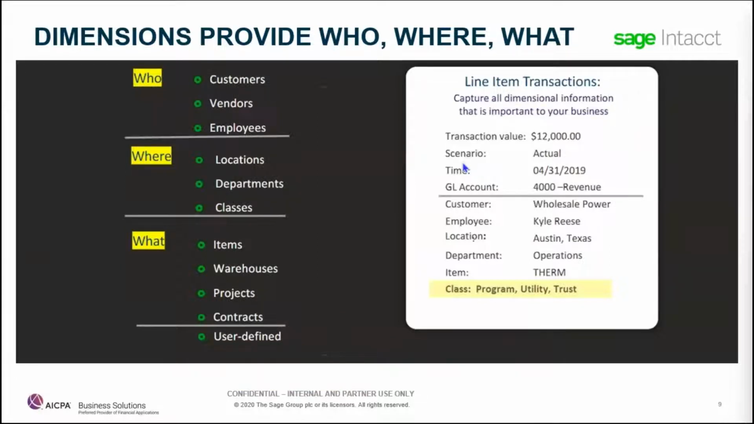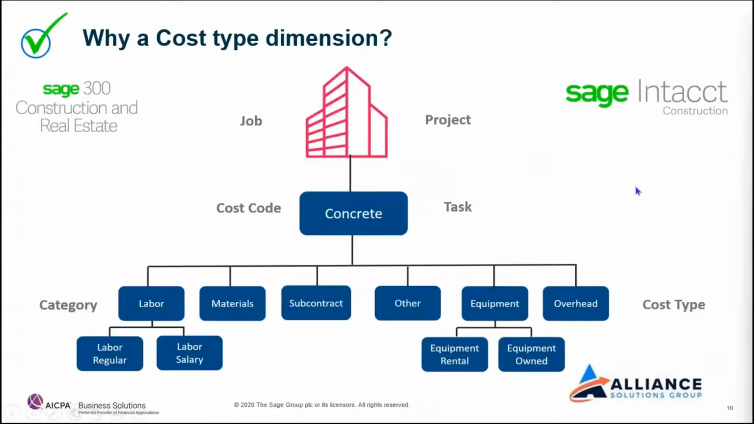Dimensions are essentially the who, what, and where of every transaction and every document. So it's not that you have to do any more work inside the system. It's what you're already doing through an AP invoice, entering a vendor and the company and the project. It's just the way that the information is stored. Dimensions are also the work breakdown structure. So as I mentioned a second ago, the project, the cost code, and the cost type.